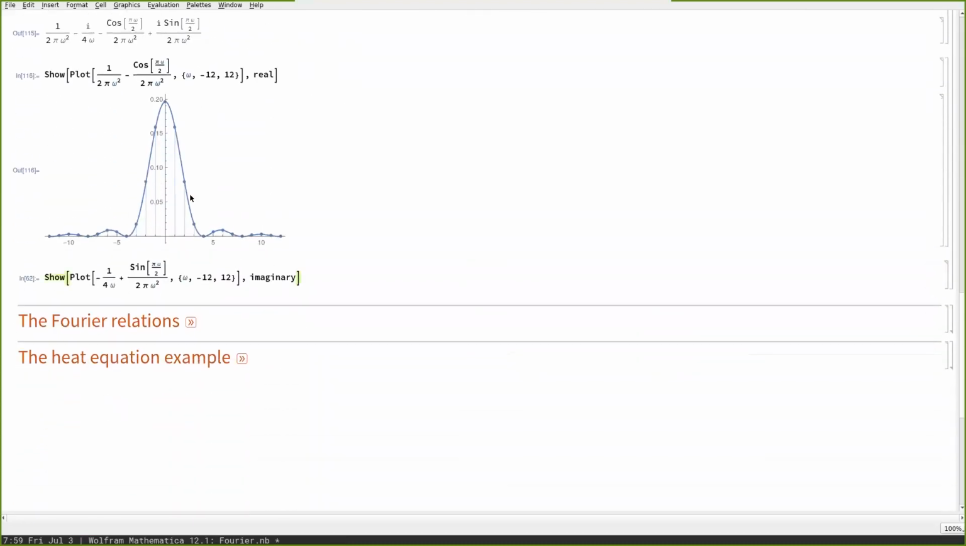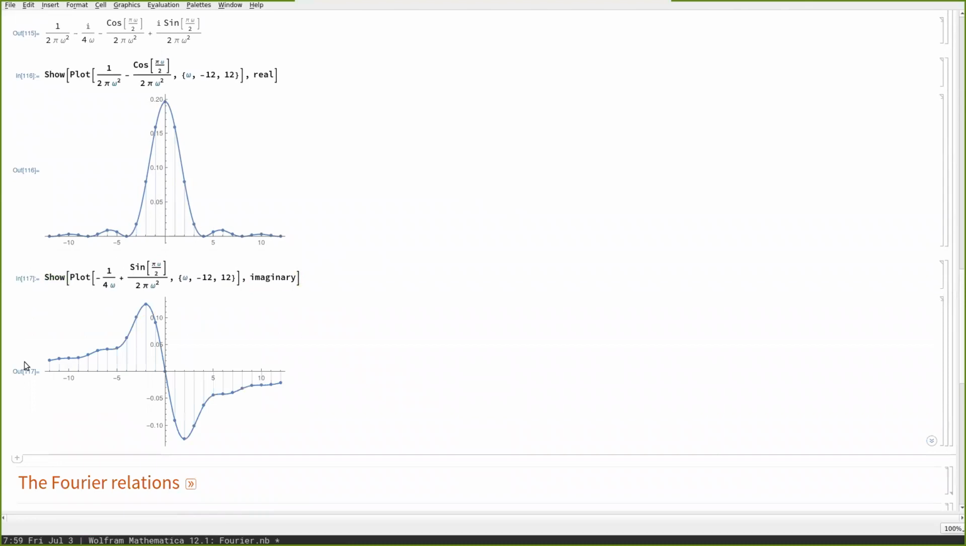And the same thing should go for the imaginary component. Yes, so the imaginary component of the Fourier transform is the continuous function that matches what I would expect with its relationship to the coefficients in the Fourier series.